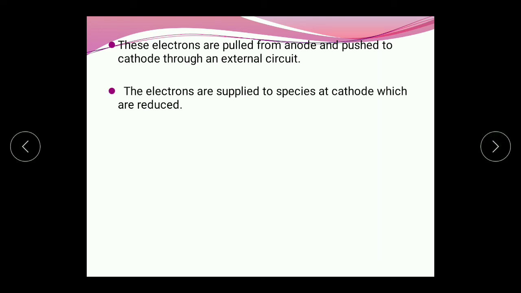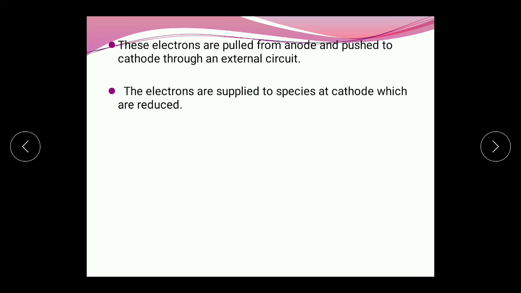And these electrons are gained by the species at the cathode and that species gets reduced. That means the electrons from the anode come to the cathode where they are accepted and the species there is reduced. What is the species there?